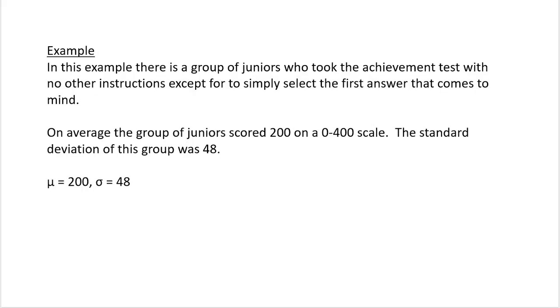So we need to address the population, which is this. In our example, there is a group of juniors who took the achievement test with no other instructions except to simply answer any way they would like to. That's the population. And on average, the group of juniors scored a 200 on a 0 to 400 scale. The standard deviation of that group was 48.